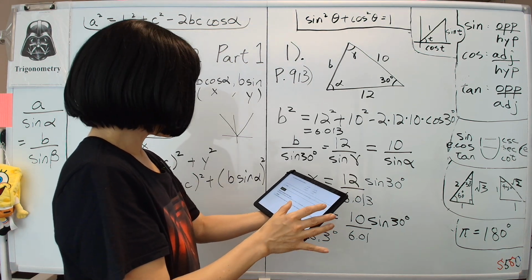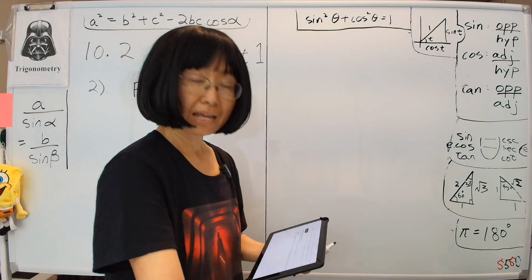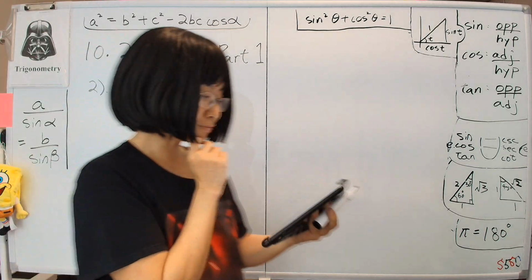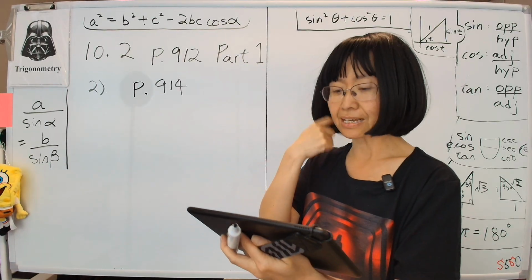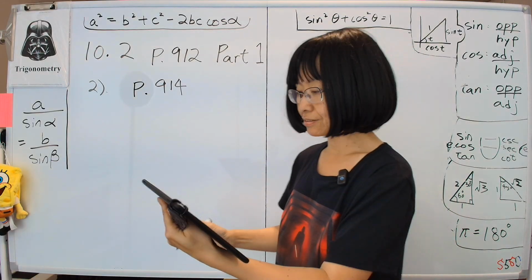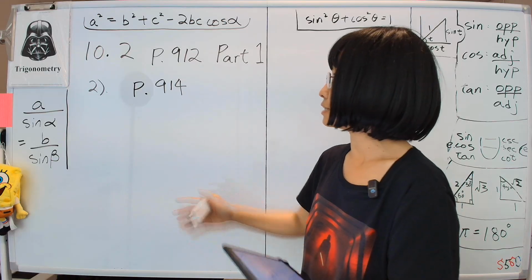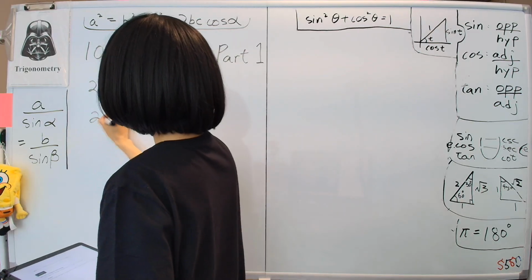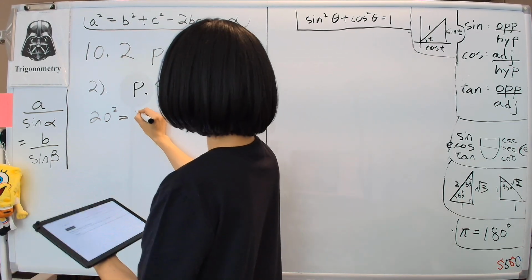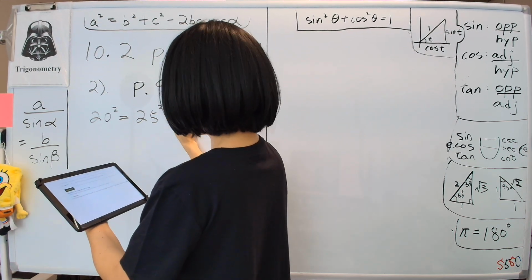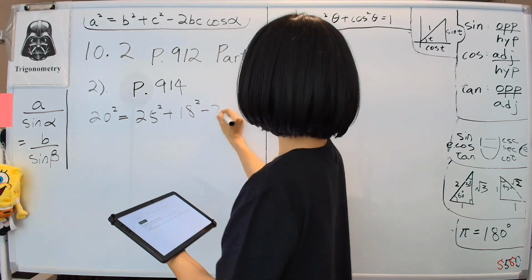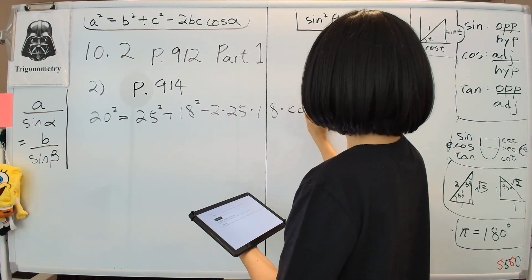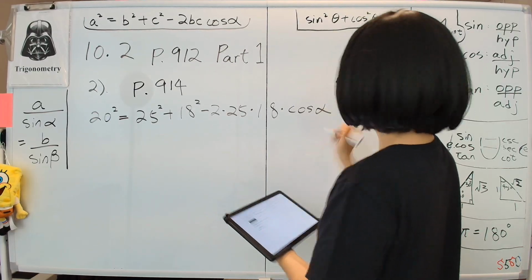Next, let's look at example 2 on page 914. We are supposed to find the angle alpha, the angle that faces side A, with the given values. A is 20, B is 25, and C is 18. Let's write that out, filling in this formula: 20 squared equals 25 squared plus 18 squared minus 2 times 25 times 18 times cosine of alpha. That should do it.